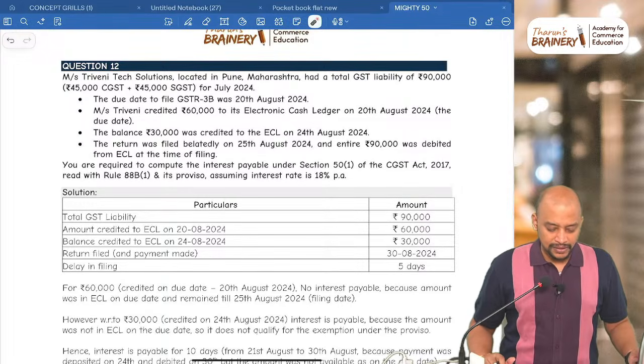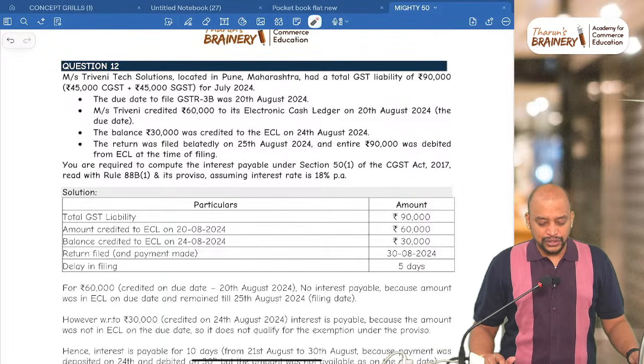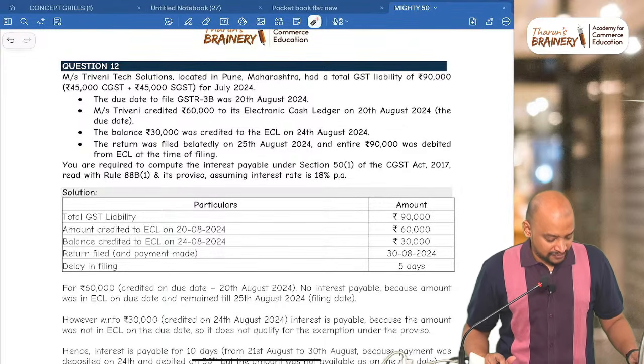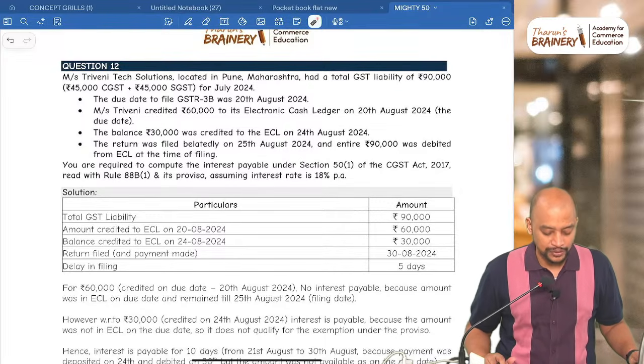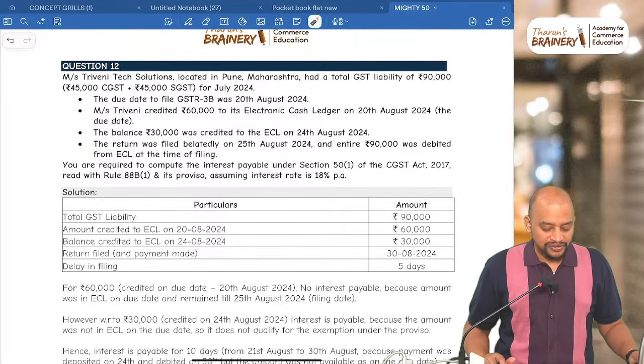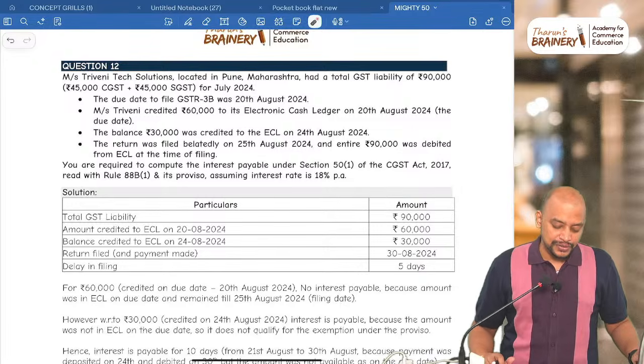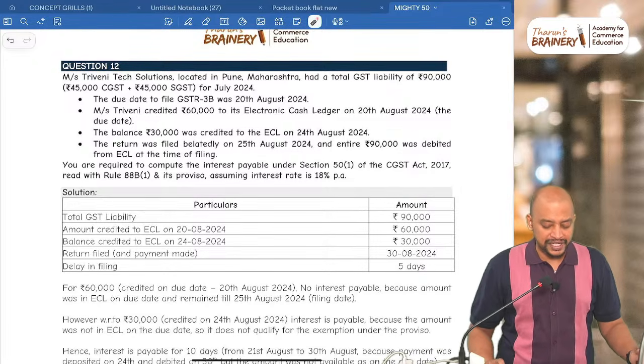Question number 12. Mrs. Triveni Tech Solutions, located in Pune, Maharashtra, had a total GST liability of 90,000, 45,000 CGST plus 45,000 SGST, for July 2024. The due date to file GSTR 3B was 20th August 2024. Mrs. Triveni credited 60,000 to its electronic cash ledger on 20th August.